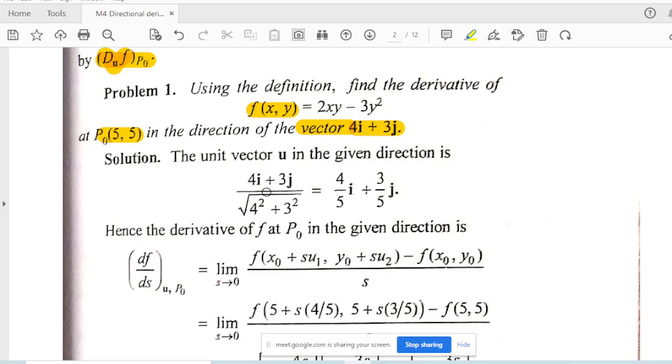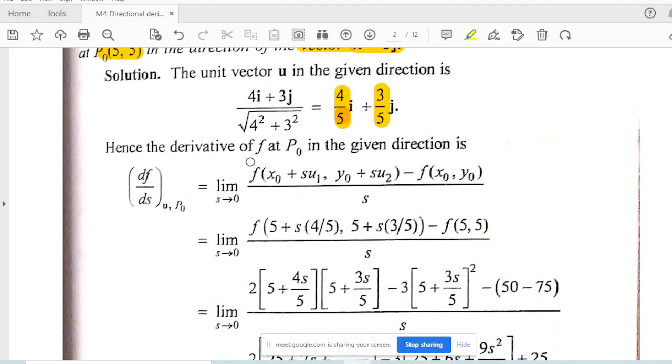This vector divided by the magnitude of this vector. The magnitude of this vector is the root of 4 squared plus 3 squared, that is 16 plus 9. The root of 16 plus 9 is root 25. Root 25 is 5. So u is 4/5 i plus 3/5 j.